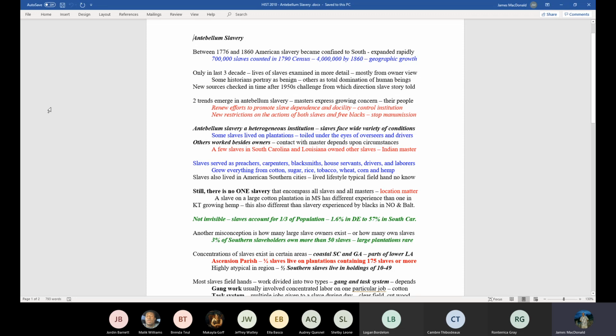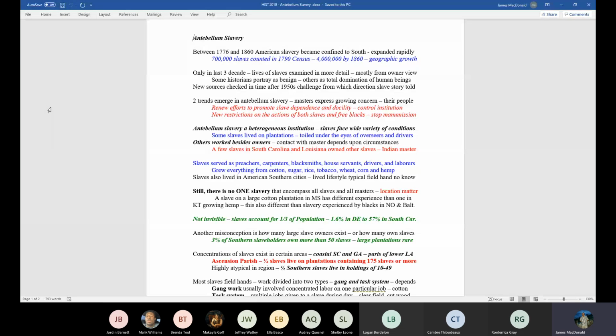Okay, thank you. All right, antebellum, before the war. It's Latin, and it literally means from 1820. Usually that's the agreed upon starting point till 1860. So that's what we're going to focus on, antebellum slavery.